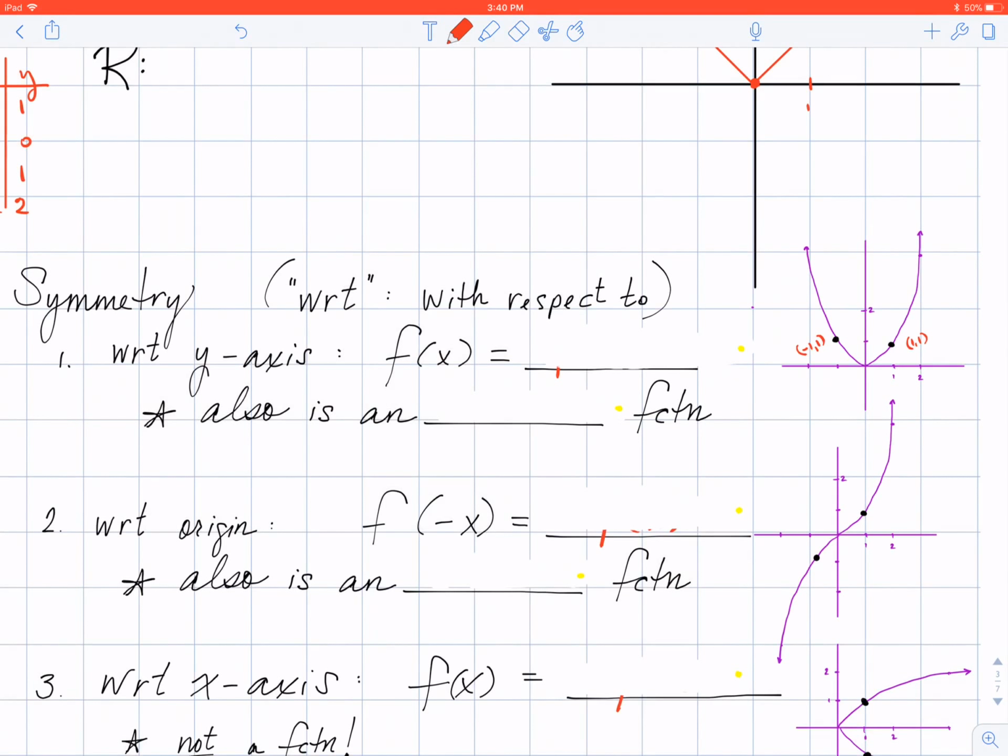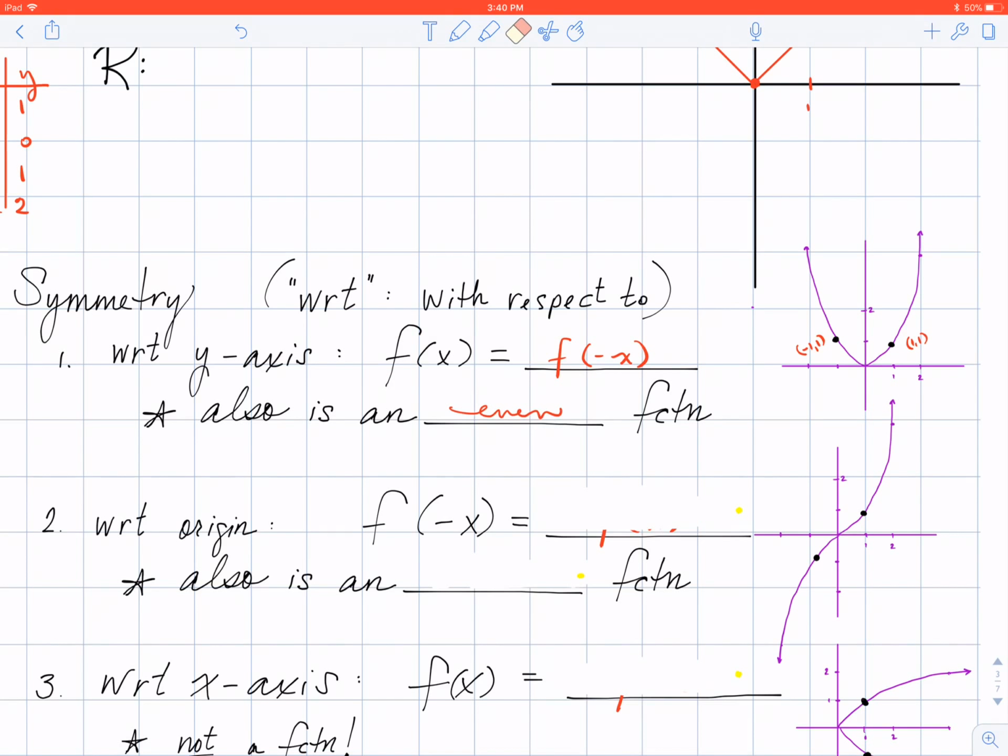If a graph has symmetry with respect to the y-axis, then that means f of x is going to be the same thing as f of negative x. Notice when you write this down that my x's are opposites, but my y values are both positive in this case. My y values are exactly the same. They're equal to each other. This is also called an even function. So anything that has symmetry with respect to the y-axis is going to be an even function.